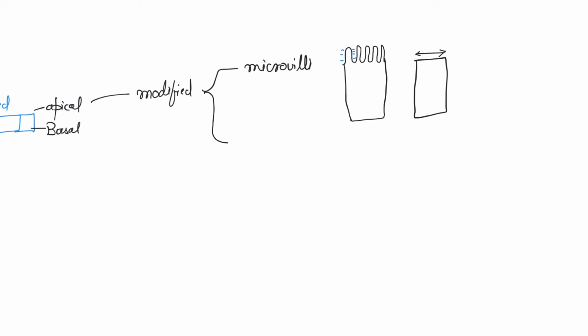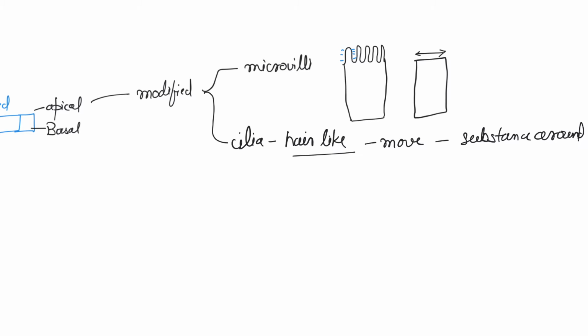They could be modified to bear cilia. Now the function of cilia is pretty simple. They are hair-like structures, and these hair-like structures can move. Now when they move, they'll move the substances that are around, right? They can work to move a fluid. For example, they will move mucus. Mucus is like a gooey, slimy substance that's lining a lot of cavities inside you.